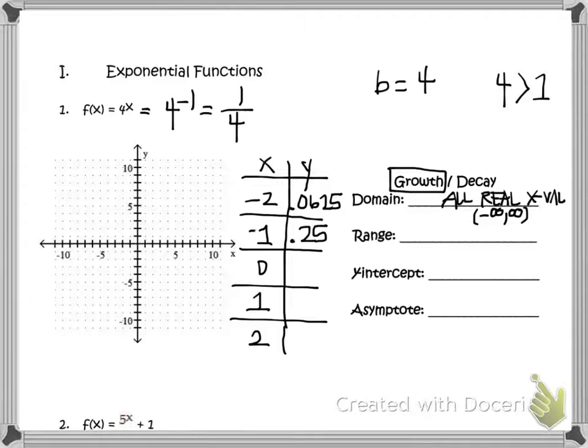Okay, if you plug in a 0 for your exponent, so 4 raised to the 0 power, anything to the 0 power is always a what? A 1. Okay. 4 raised to the first power, so there's going to be a 4. And 4 raised to the second power, 4 squared, so that's going to be a 16.